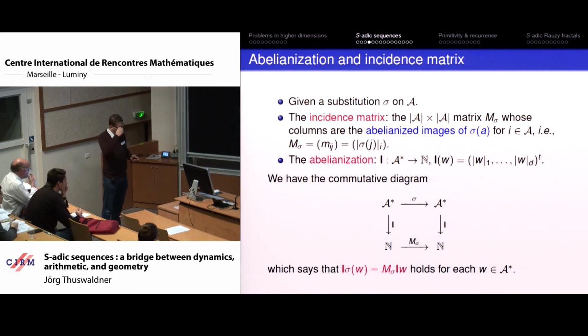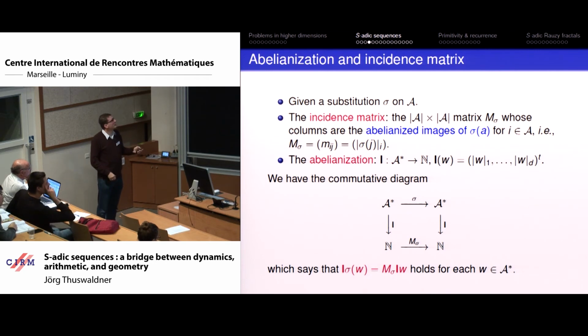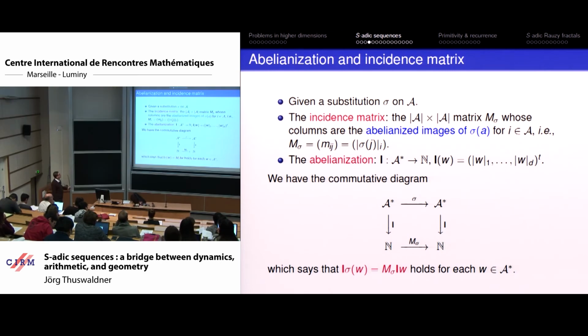So I want to define again also the abelianization. Substitutions are the non-abelian world. The incidence matrix is the abelian world, because substitutions don't allow you to switch letters. If you just count letters, then the order of the letters is irrelevant. So we are given a substitution, sigma, on an alphabet, and its incidence matrix is an A times A matrix. This is the number of letters in the alphabet. And in the columns of these matrices, there are the abelianizations of the images of sigma.